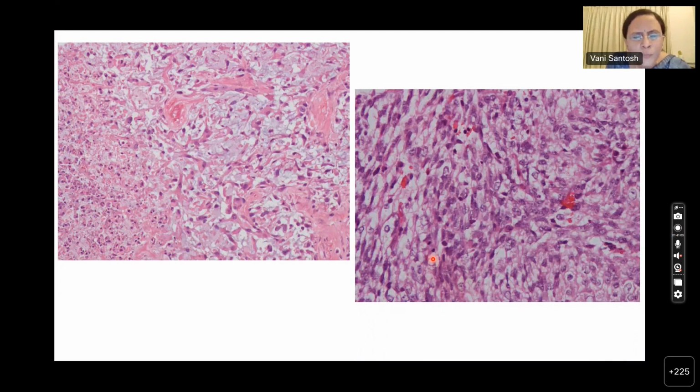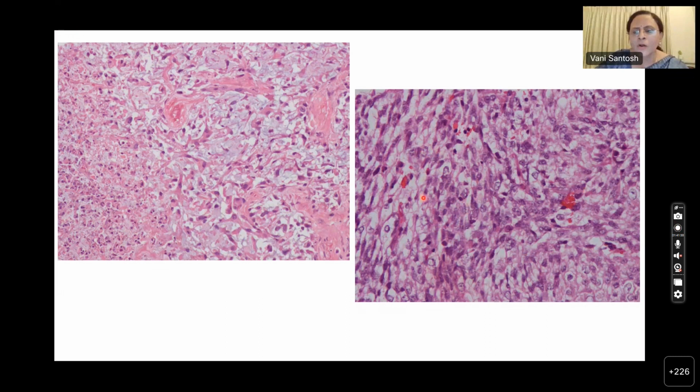Ma'am, in the left hand side image, I can appreciate spindle cells interconnected by reticulin fibers, and on the right hand side, I can appreciate astrocytic cells. These are definitely astrocytic. What is this area? Ma'am, this is a sarcomatoid change. In this slide you can see a lot of spindling and intervesicular arrangement of the tumor cells.